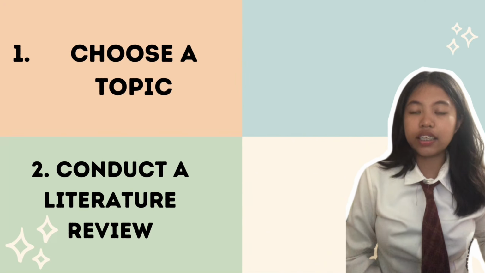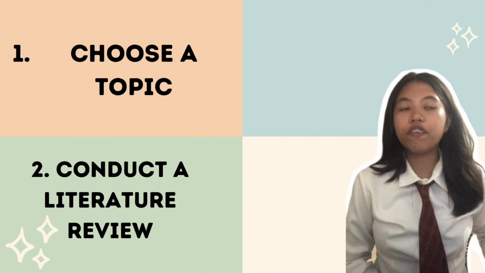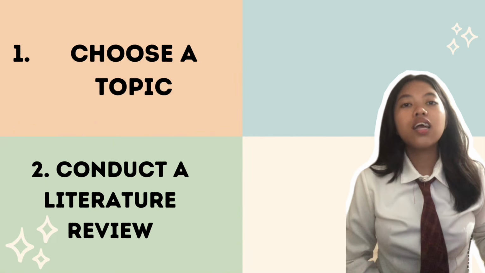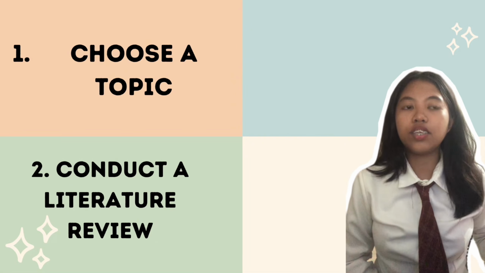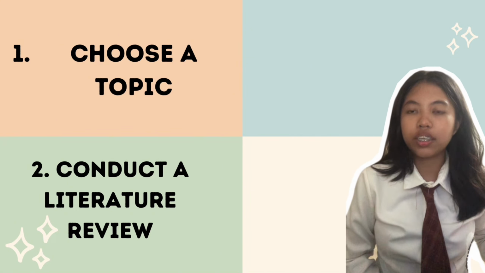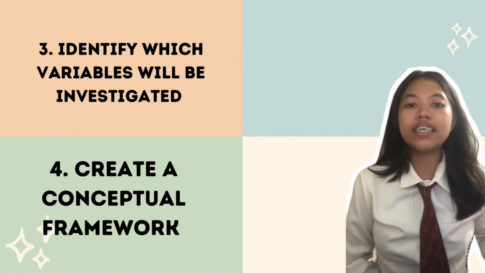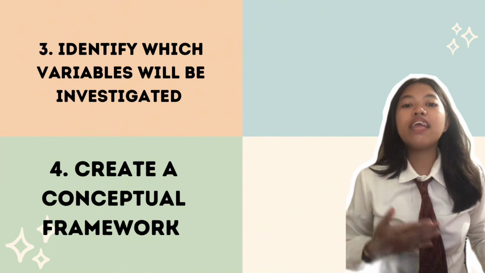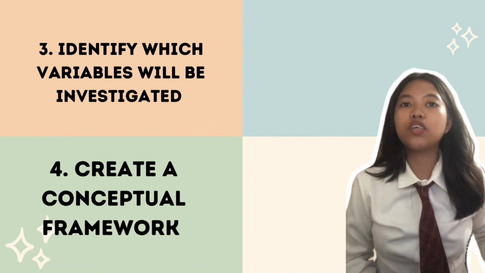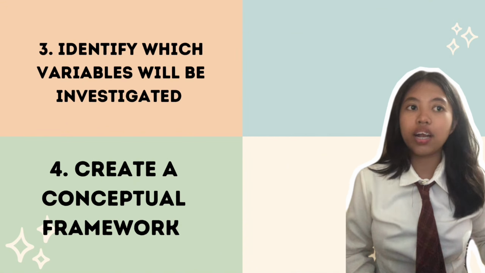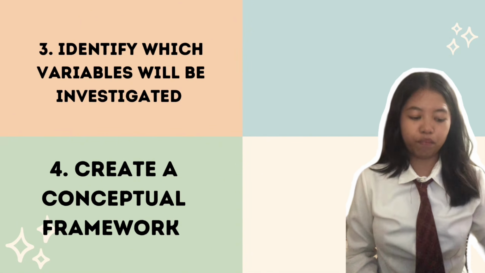First things first is we should choose a topic. Decide on the subject of your research. Second, conduct a literature review. Look at existing studies to see what has been researched. Third, identify which variables will be investigated. Determine the key factors or variables you will study. And fourth is to create a conceptual framework. Show how these variables connect and influence each other.